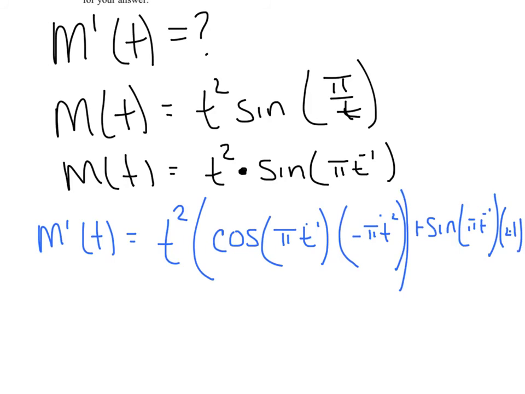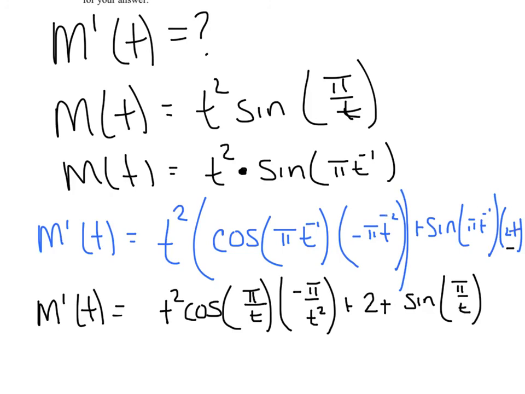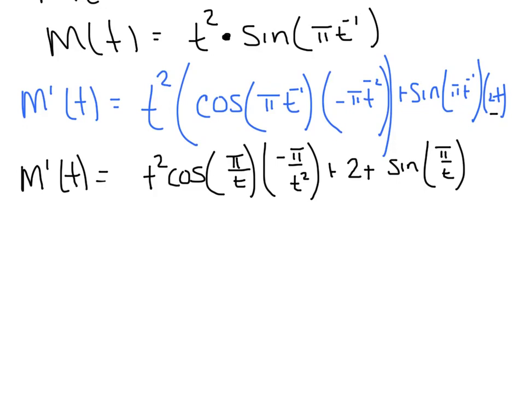All right, now before I dare plug that 6 in, I am going to clean this up because this just looks horrendous. I've got t squared times the cosine, which I'm going to put back as pi over t, times negative pi over t squared, plus, I'm going to pull that 2t out front, 2t sine of pi over t. All right, now I'll just evaluate m prime of 6.